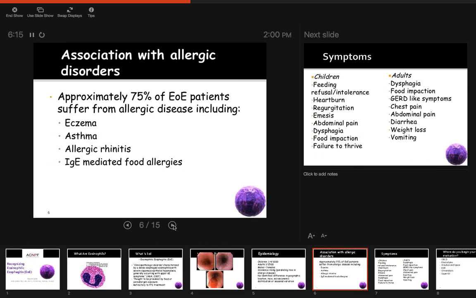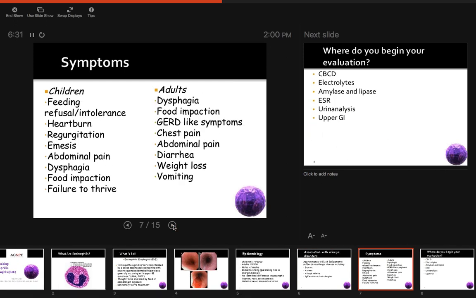As mentioned, it's commonly associated with allergic disorders, where 75% of EoE patients suffer from some sort of allergic disease such as atopic dermatitis, asthma, allergic rhinitis, or IgE-mediated food allergies. As for symptoms, most commonly in children what we see is some sort of feeding problem, either with regurgitation or emesis, and even some failure to thrive. Occasionally we'll see some dysphagia and food impaction and heartburn as well.